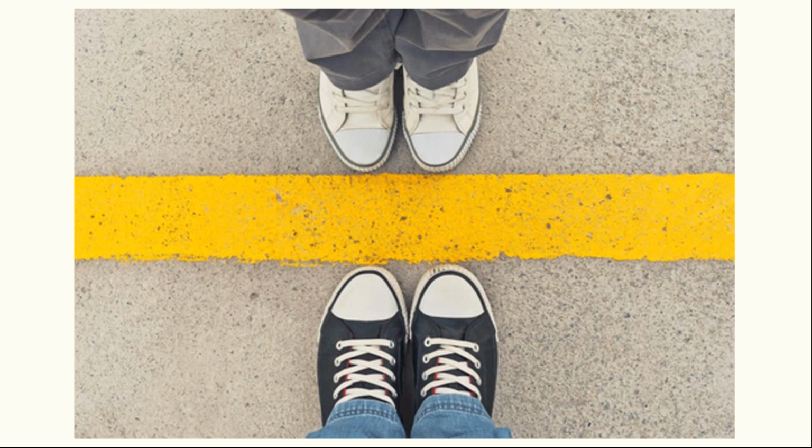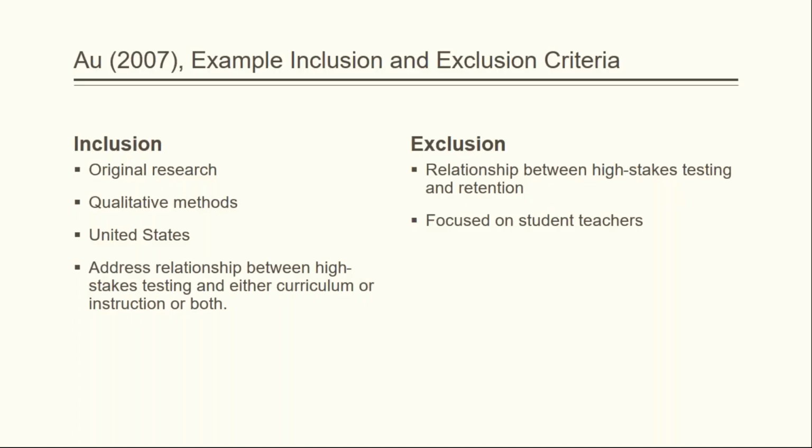So going back to Au and the study of high stakes testing and curriculum, Au had the following inclusion criteria. Only including original research that used qualitative methods, and was conducted in the United States, and addressed the relationship between high stakes testing and either curriculum or instruction or both.